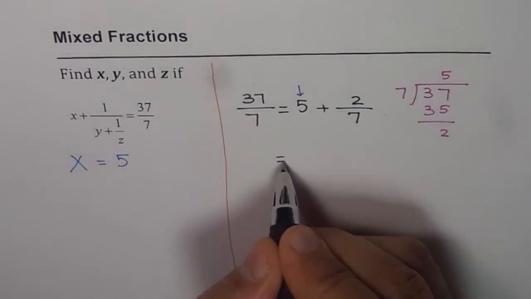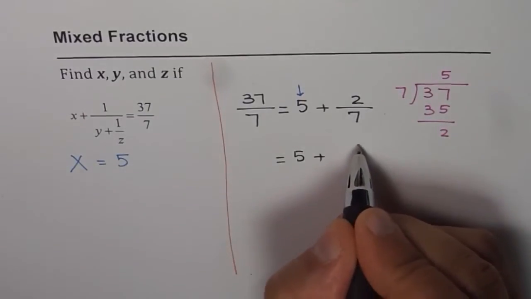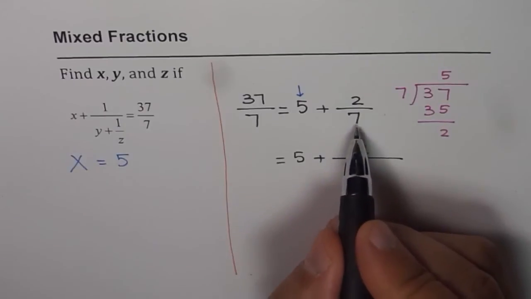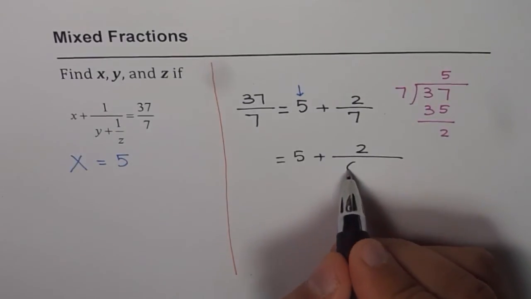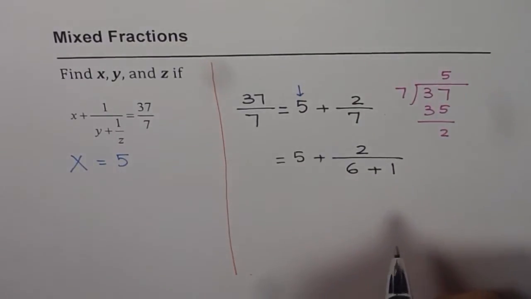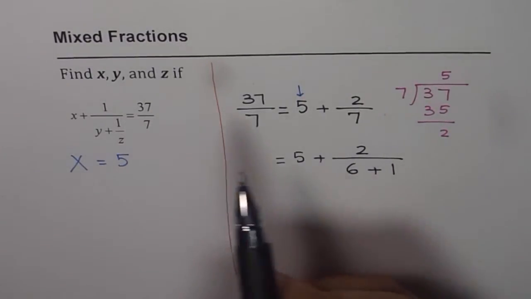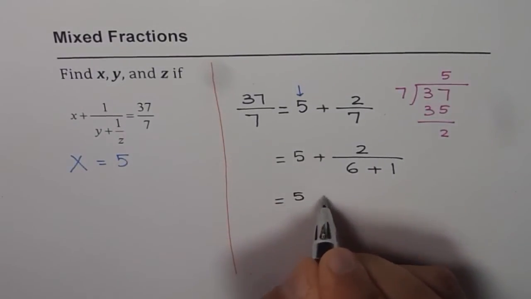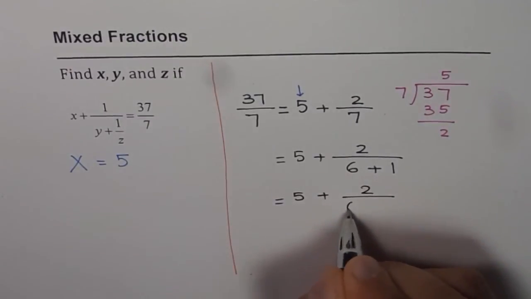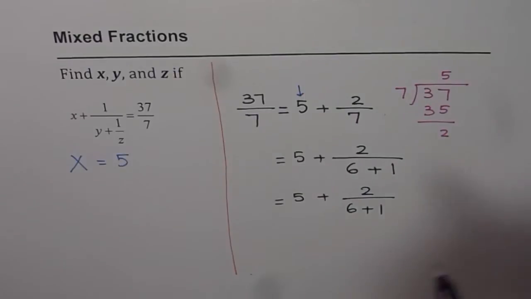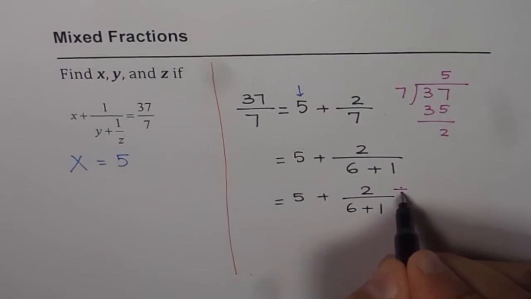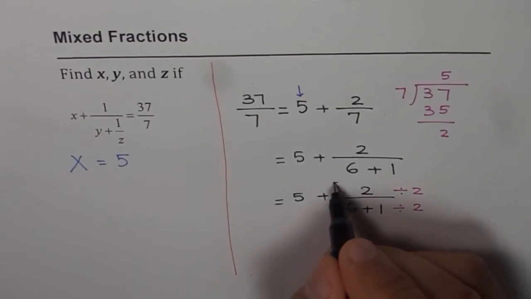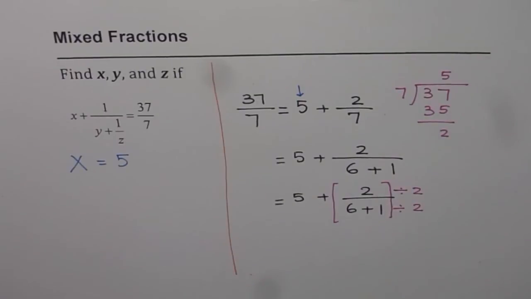Okay, let's look into this part. So we got 5 plus, first let's split the denominator into 2 parts. One of them should be 1. If I take away 1 from 7, what do I get? I get 6 plus 1. Now as we said earlier, we need a numerator of 1. That means we need to divide by 2. What we have is 2 over 6 plus 1. We need to divide this by 2. If I have to divide this by 2, I should divide the denominator also by 2, correct? That is what we will do. Both the things, divide by 2.